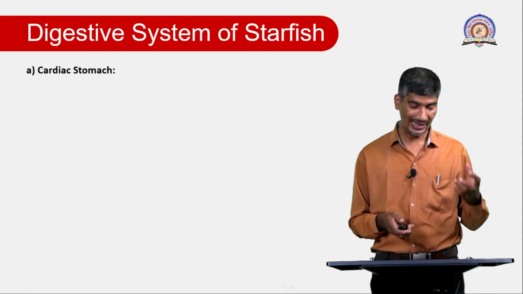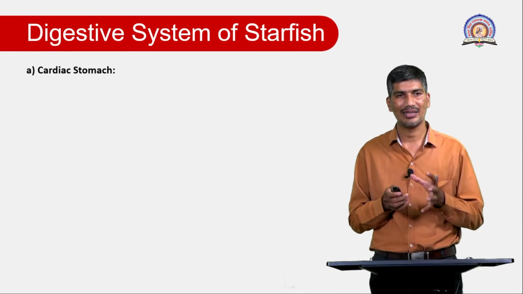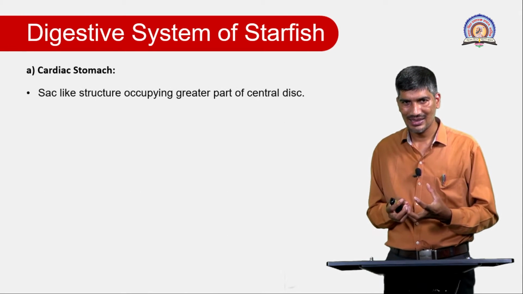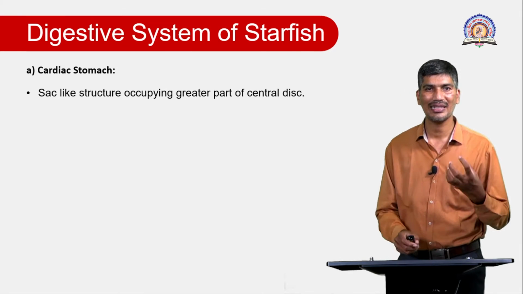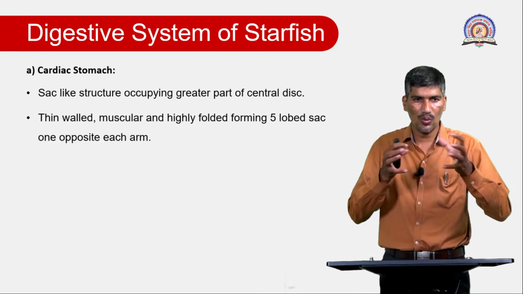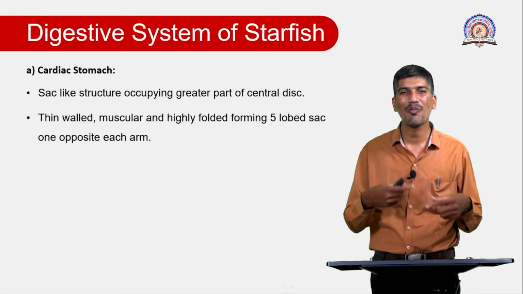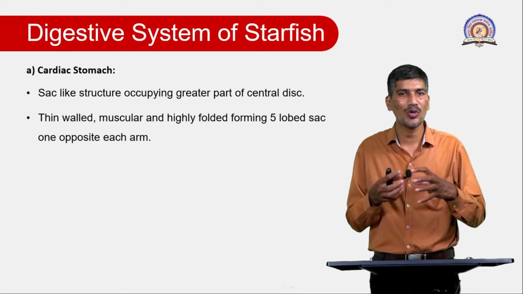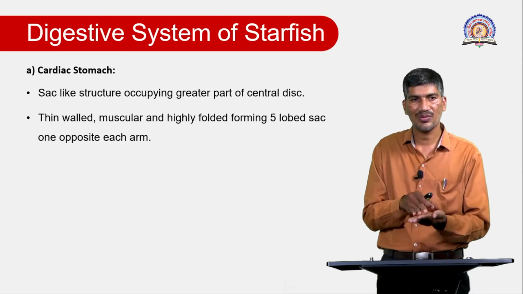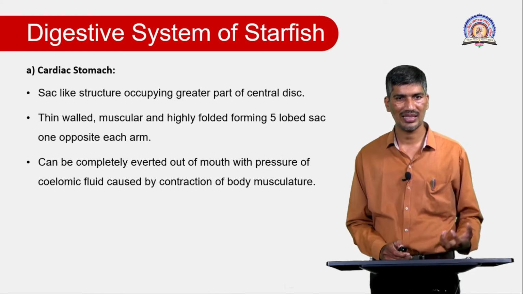Then the cardiac stomach. We have specifically discussed that the whole bulging portion is located at the oral side, a large tubular or globular structure. This is a sac-like structure. What is the function of this sac-like structure? It occupies the greater part of the central disc, it is thin and muscular, and it also has a number of folds. These folds appear as 5 lobes when we open the starfish. Opposite to each arm, we see a sac-like structure inside the body.